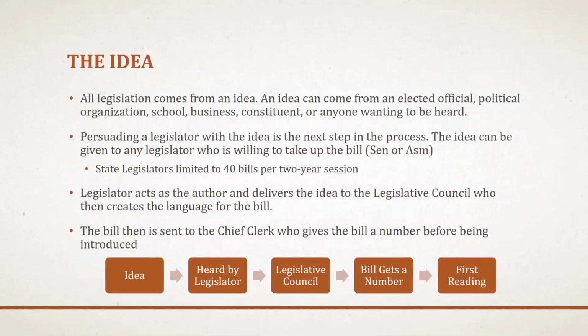So we persuade a legislator, okay? That's the next step in the process. The state legislators are limited to 40 bills per two-year session, and that's per person. You can't have one with 200 bills, because nothing would get done. Nothing will ever get done if we have more than that. So some people have less, some people have more.